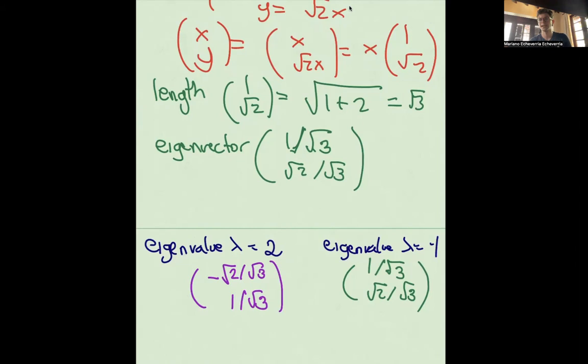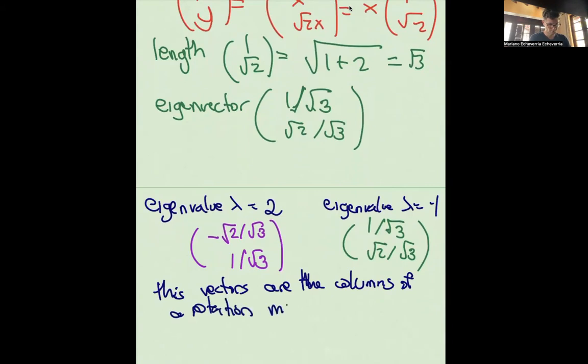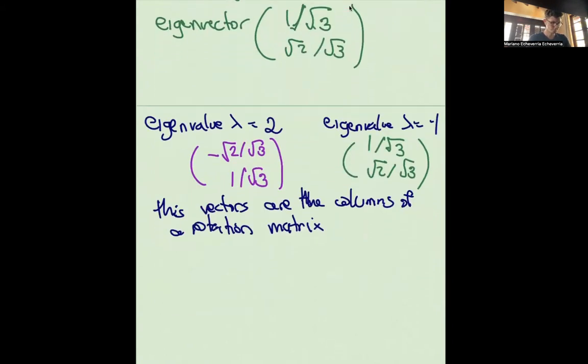Okay, now the last part is the claim that these form the columns of a rotation matrix. So these vectors are the columns of a rotation matrix. The rotation matrix for us is always cosine of theta, minus sine of theta, sine of theta, cosine of theta.